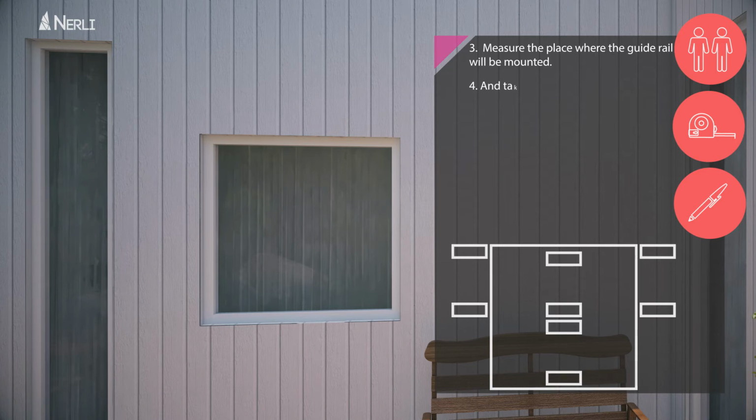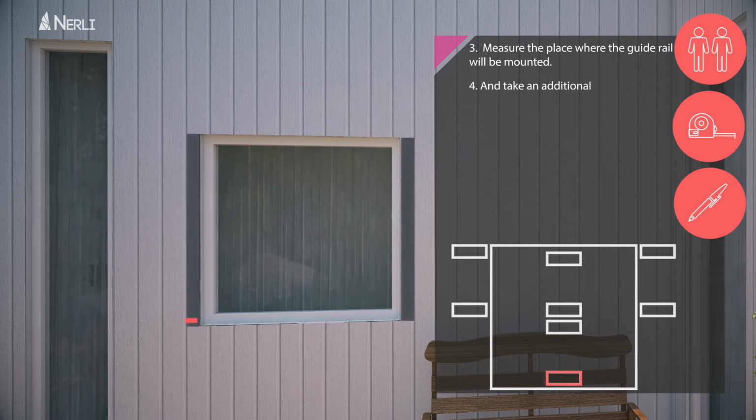At the bottom, add 80 mm to the width of the recess, which is equal to 2 widths of guide rails, and record the measurement in the measurement sheet.